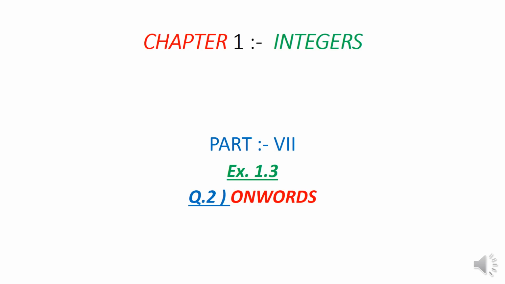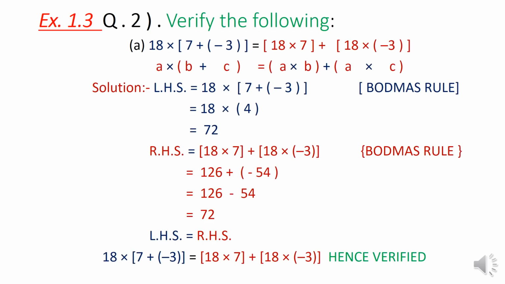Now, let us start today's topic, chapter number 1, integers, part 7, exercise 1.3 and question number 2 onwards. Let us consider from exercise 1.3, question number 2, verify the following. Here some questions are given and we have to solve them. The first question is 18 multiplied by the bracket 7 plus minus 3, equals 18 multiplied by 7 plus 18 multiplied by minus 3.